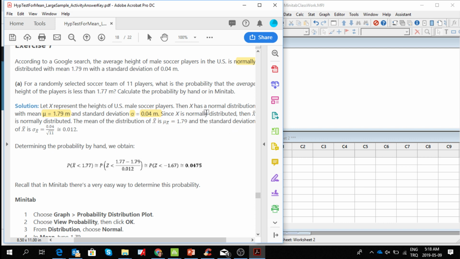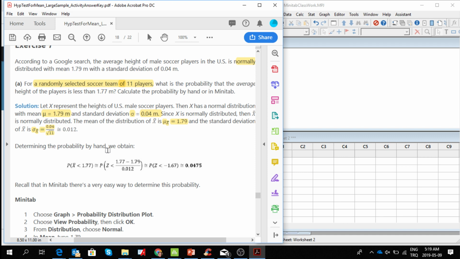Since X is normally distributed, we say that X bar is normally distributed too, and the mean of the distribution is going to stay the same. Standard deviation is going to be computed by dividing by the square root of 11. 11 is the number of players. There are 11 players. These are randomly selected soccer team players. Then we found the sigma X bar.